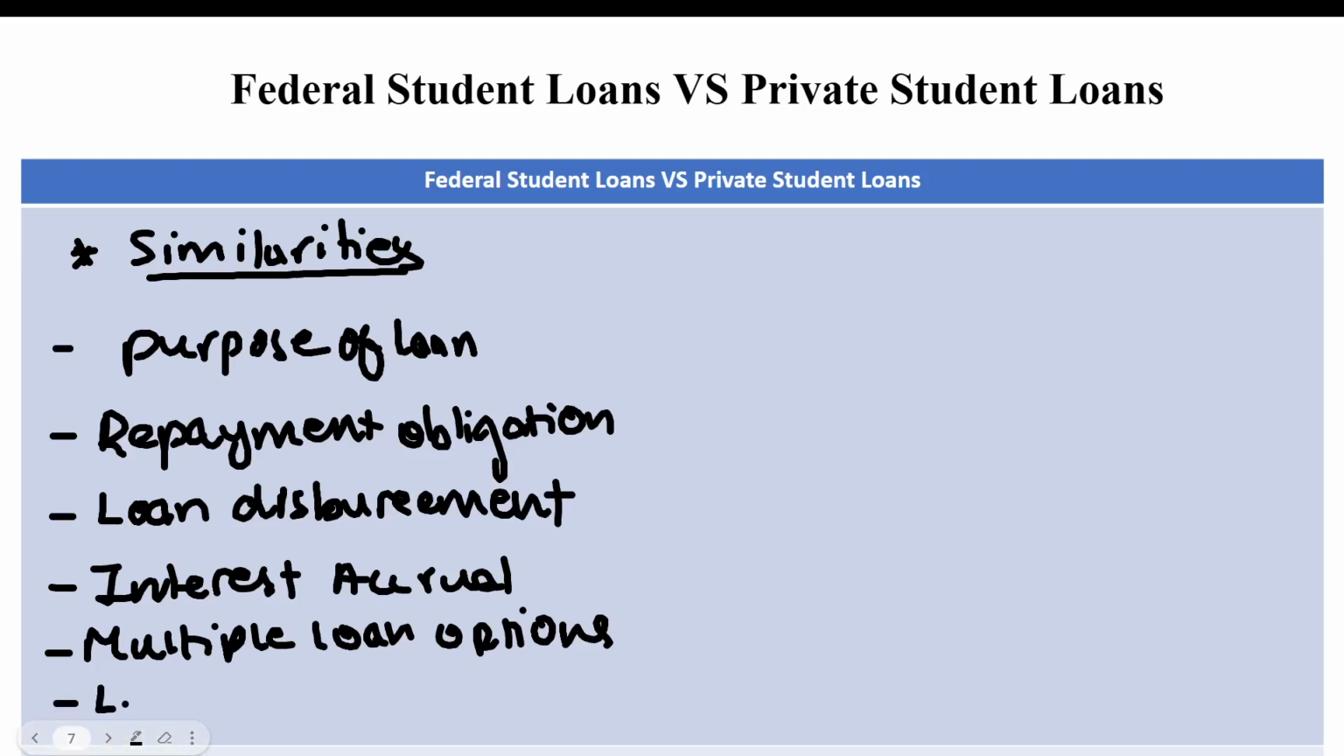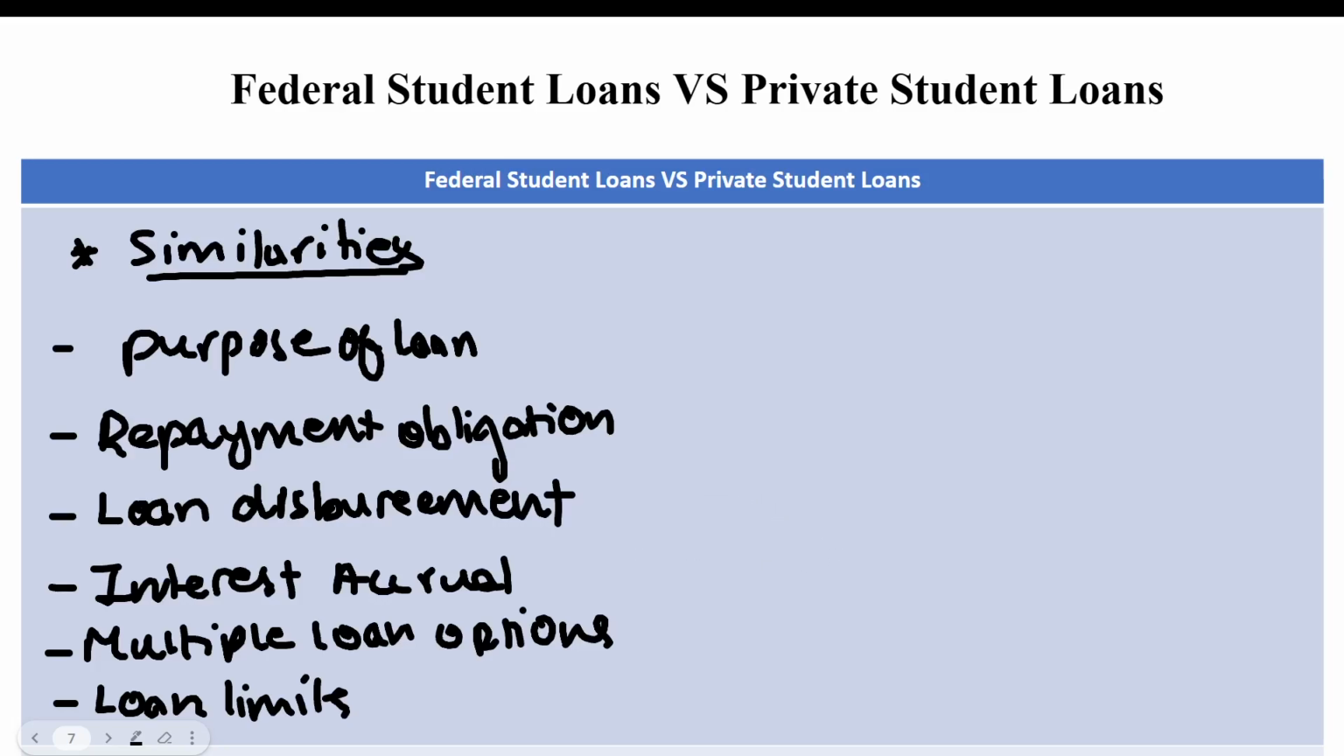Then we have loan limits. Both loan types have borrowing limits. Federal loans have annual and aggregate limits based on the type of loan and the borrower's academic level. Private loan limits are determined by the lender and can often cover up to 100% of the cost of attendance, though they may impose minimum and maximum borrowing thresholds.